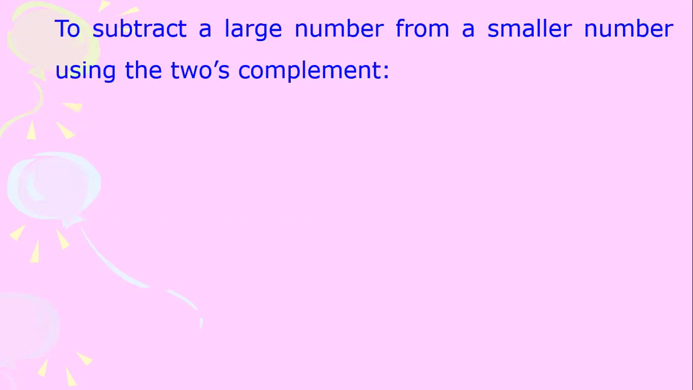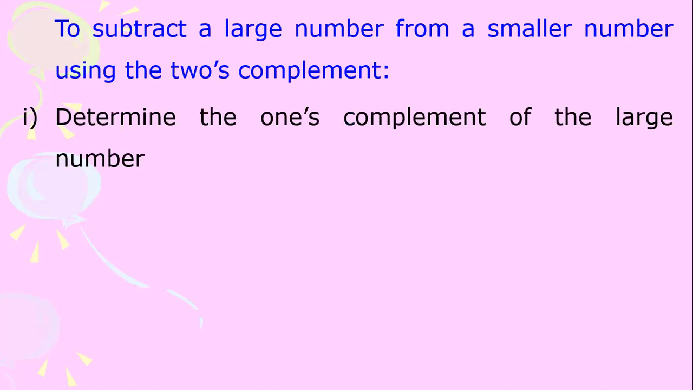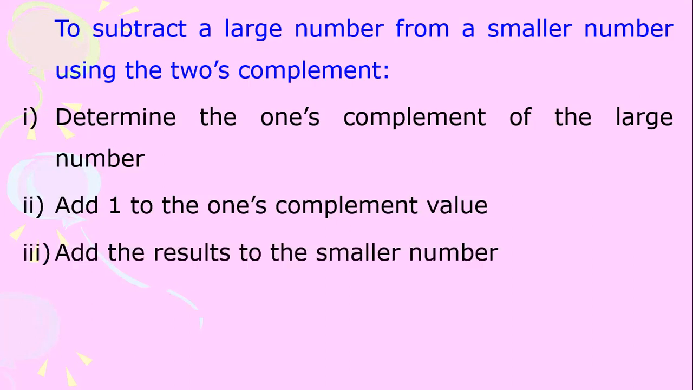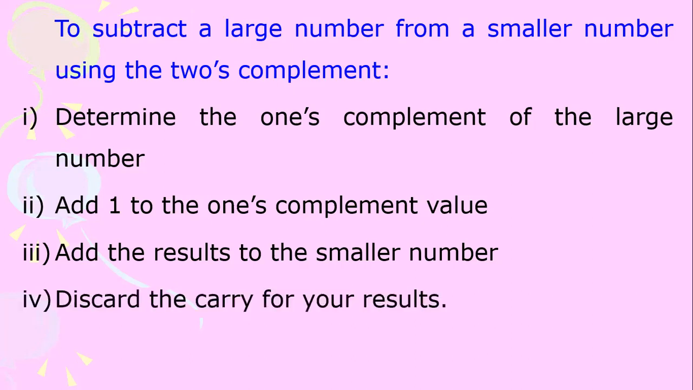To subtract a large number from a smaller number using the 2's complement, we do as follows. Number 1, we determine the 1's complement of the large number. Number 2, we add 1 to the 1's complement value. Number 3, we add the result to the smaller number. Then we discard the carry. So you discard the carry for your results.